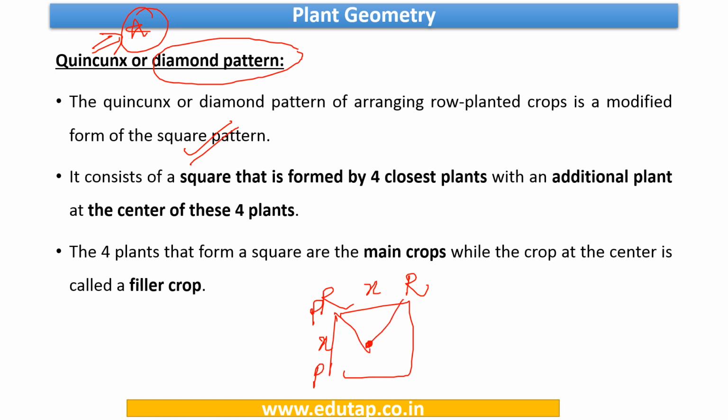So when you join all these things, it gives you kind of a diamond like shape. These 4 crops that we are talking about, at the corners, they are the main crops. And the one at the middle is the filler crop.